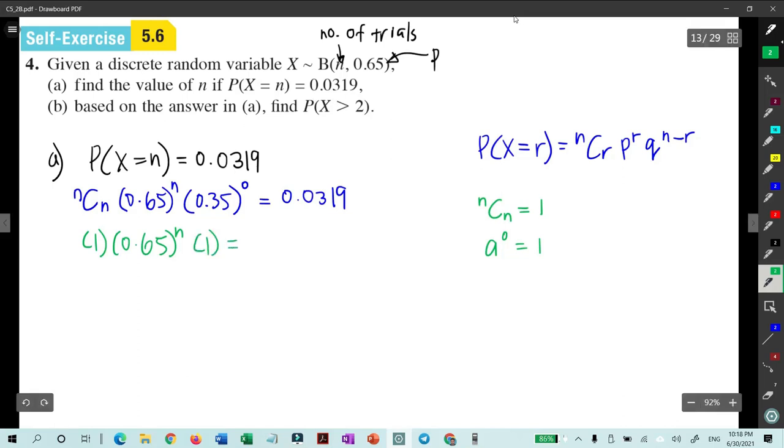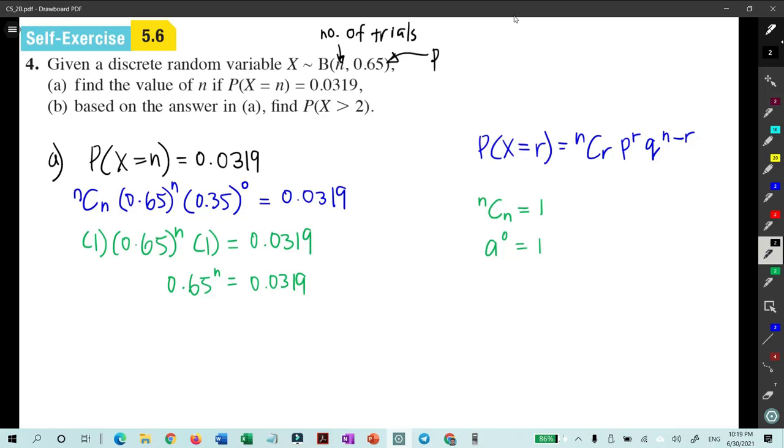And it is equal to 0.0319, and basically it will become 0.65 to the power n equals 0.0319. In order to solve this, we introduce log base 10. Once you introduce log base 10, this is what we will get: log base 10 of 0.65 to the power n.